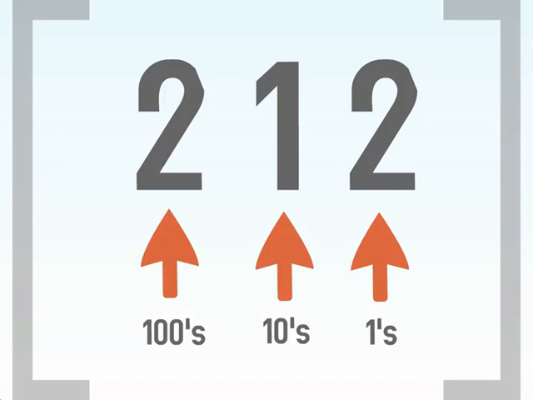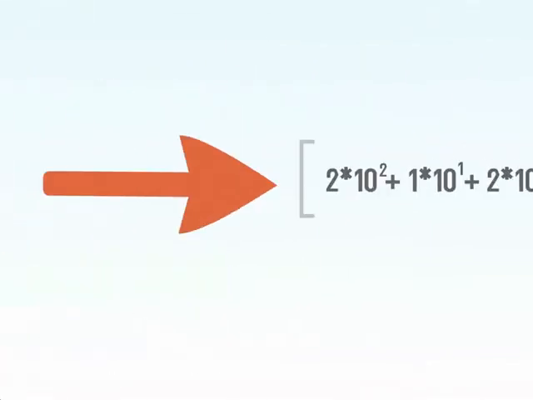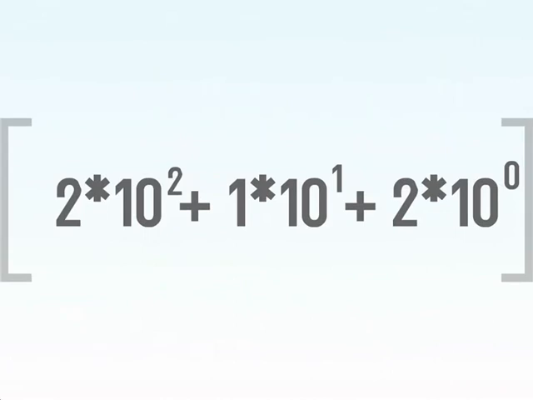Well, it means that 212 is actually made up of the sum of three different numbers. And those numbers are 2 times 10 squared, plus 1 times 10 to the first, plus 2 times 10 to the 0. And so what this is actually on the left, 10 squared is the hundreds column, 10 to the first is the tens column, and 10 to the 0 is the ones column. So that's where the names actually come from.